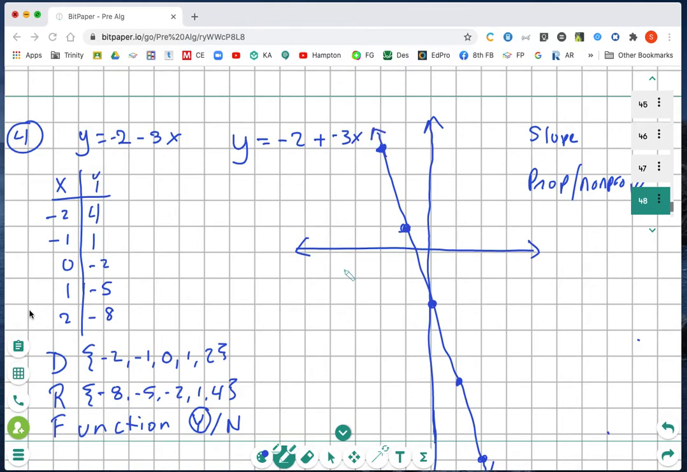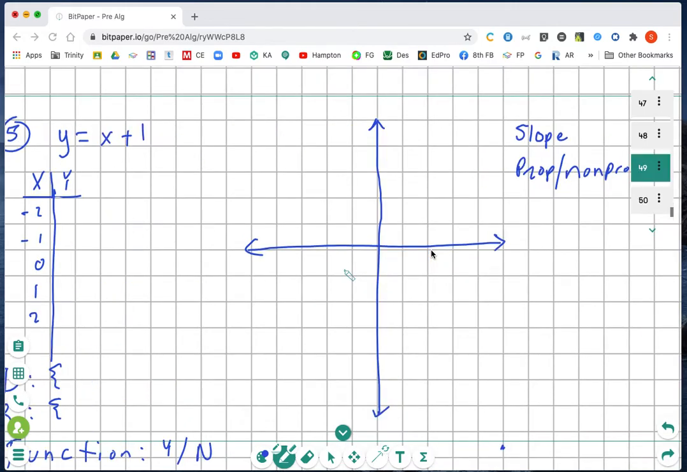All right, now I need to decide what the slope is. So the slope on this one is negative. And is it proportional or non-proportional? So we can tell by the graph that it doesn't touch the 0, 0. But we also can look at our table, and this ordered pair right here tells us that it's non-proportional because it's not 0, 0. So it's non-proportional.